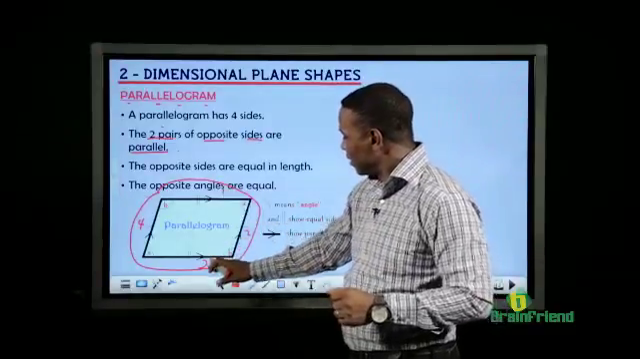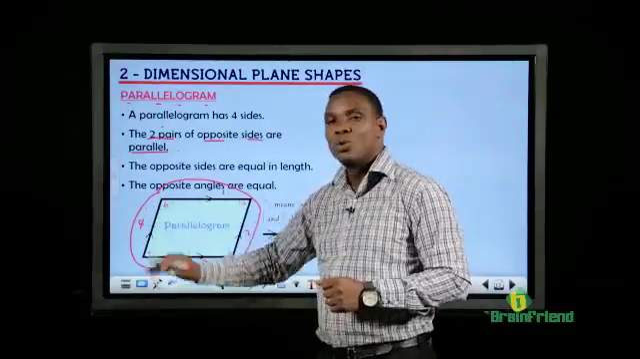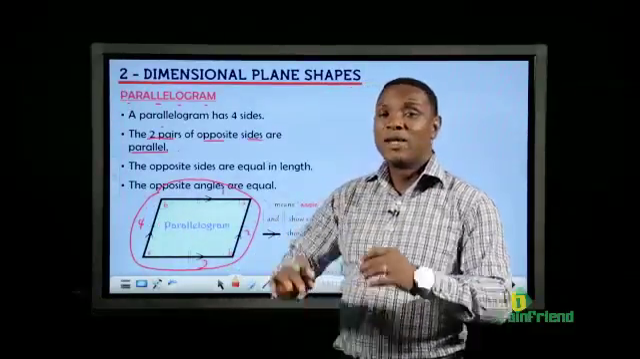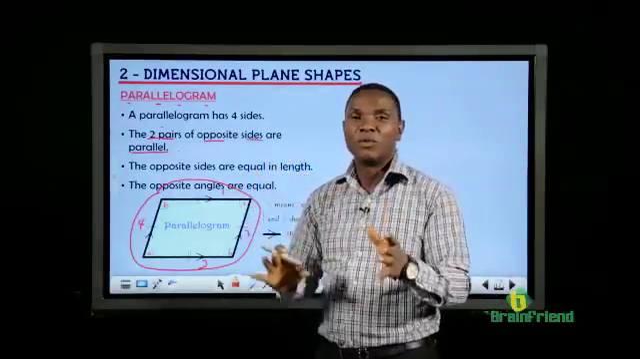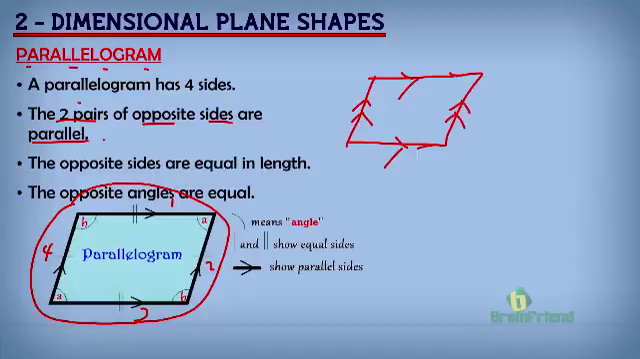So side 1 and side 3 are parallel to each other, while 2 and 4 are also parallel to each other. So immediately you hear or you see the name parallelogram, you should have an idea that each pair of opposite sides are parallel to each other. And if we were to draw them, this is the way we would draw it. So these sides are parallel, while the other opposite sides also are parallel. We've learned to use symbols. So once again, we use our parallel symbol to indicate on the line.